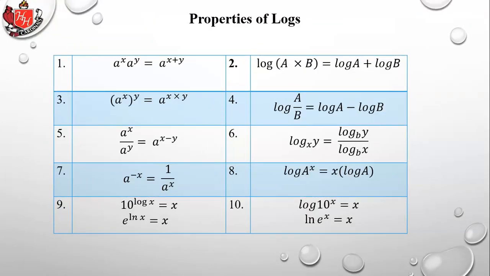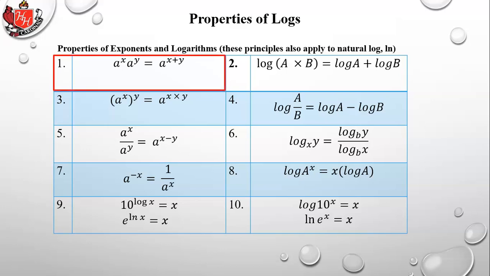So here are some log properties. The first one: if you have a base a to the x, times the same base a to the y, it's the same as that base a to the x plus y. If you have a log of a times b, two numbers multiplied together, it's the same as the log of a plus the log of b.